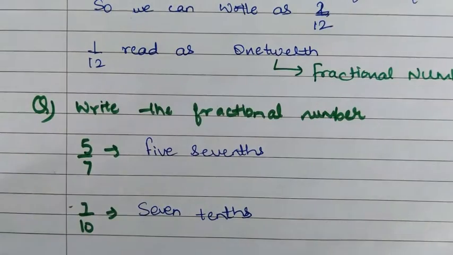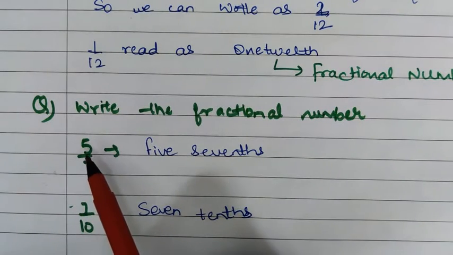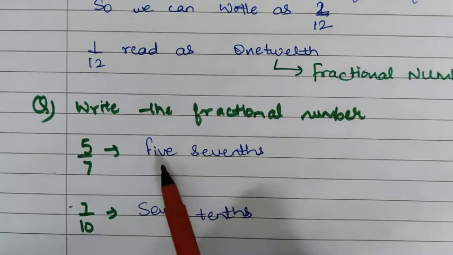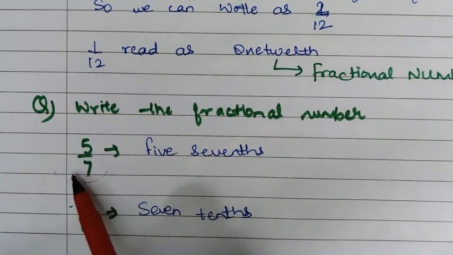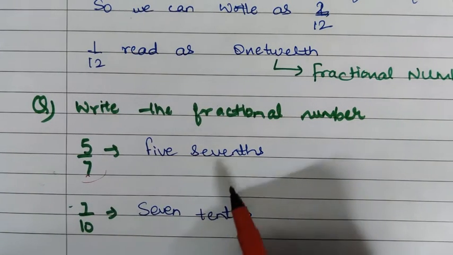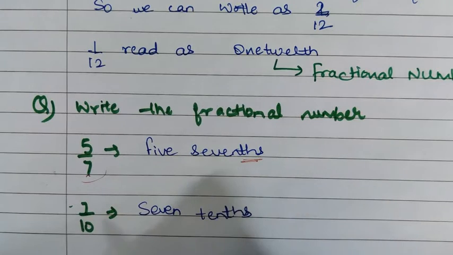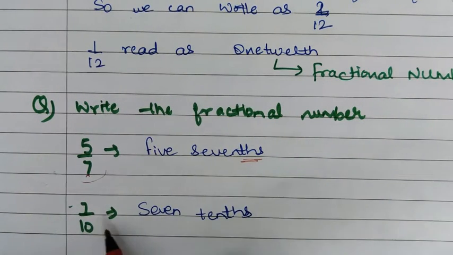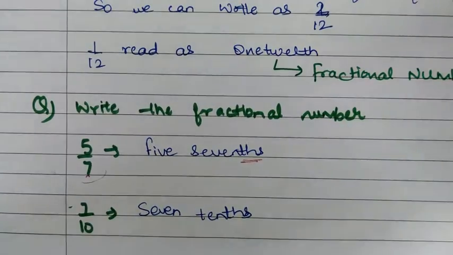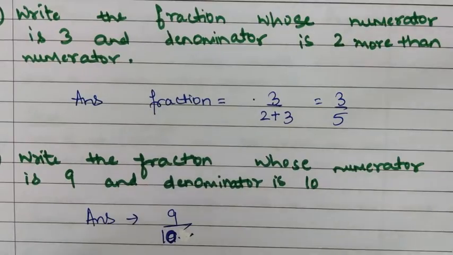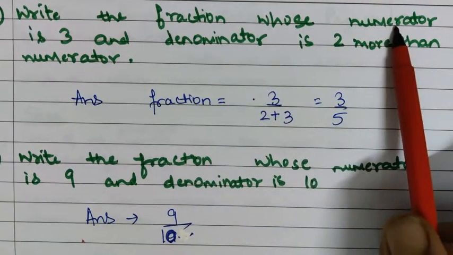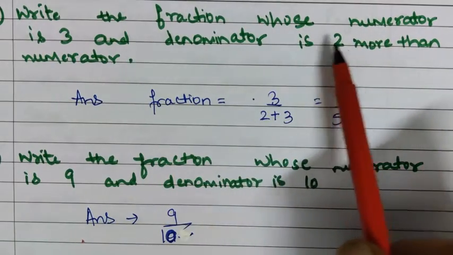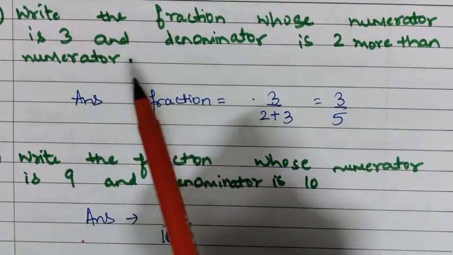Suppose we have to write the fractional number for 5 by 7. That will be 5/7. Whatever the number will be in the denominator, you have to put th with that. 7 by 10 will be what? That will be 7/10. Clear children? Next question is, write the fraction whose numerator is 3 and denominator is 2 more than the numerator.